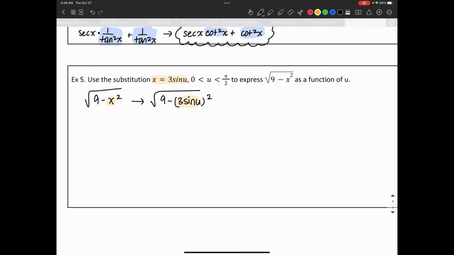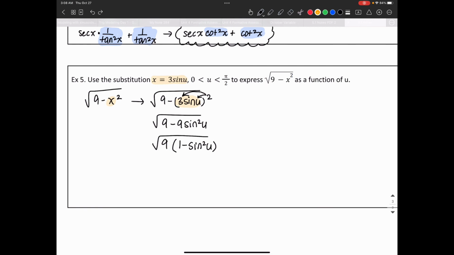And then from here, I'm going to have the square root of 9 minus, remember to distribute the 2 to the 3 and to the sine of u. So I'd have 9 sine squared of u. And then I know that I can take a 9 out, and I can write this as 9 times 1 minus sine squared of u. The point of that is not only to get a perfect square by itself, but also because I see 1 minus sine squared of u, which is going to be part of a Pythagorean identity that I can use to simplify that.